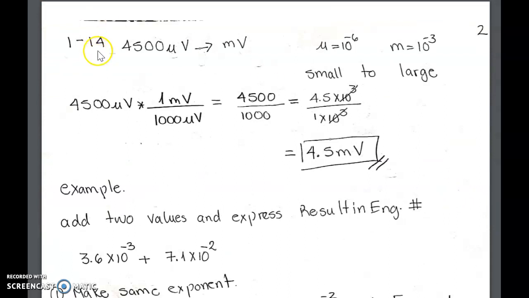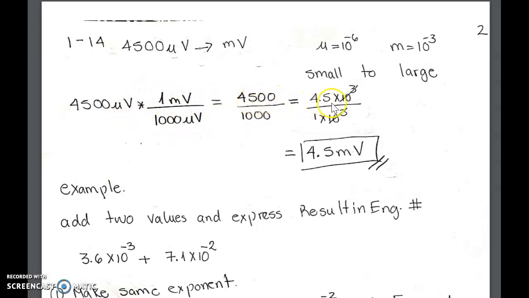Example 1-14 is giving us 4,500 microvolts, and they are telling us to take it to millivolts. Microvolts is to the power of -6 and millivolts is to the power of -3, so we are going from small to large. Since we are going from small to large, instead of multiplying, we are going to be dividing. So we have 4,500 microvolts, and 1 millivolt has 1,000 microvolts. So we get rid of the microvolts here and there, and we are left with millivolts.